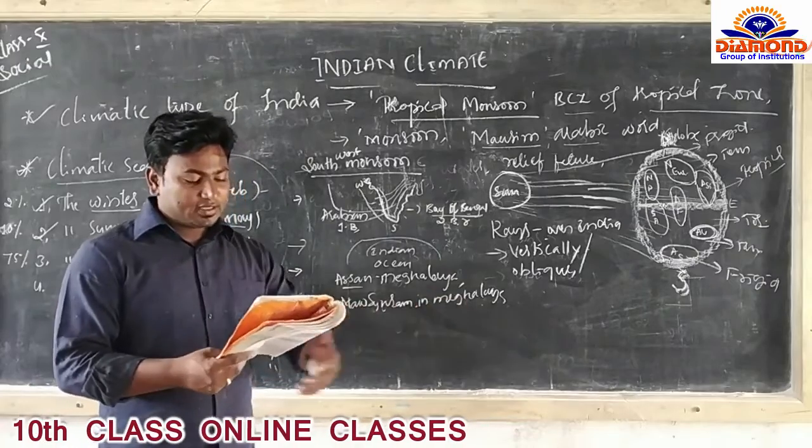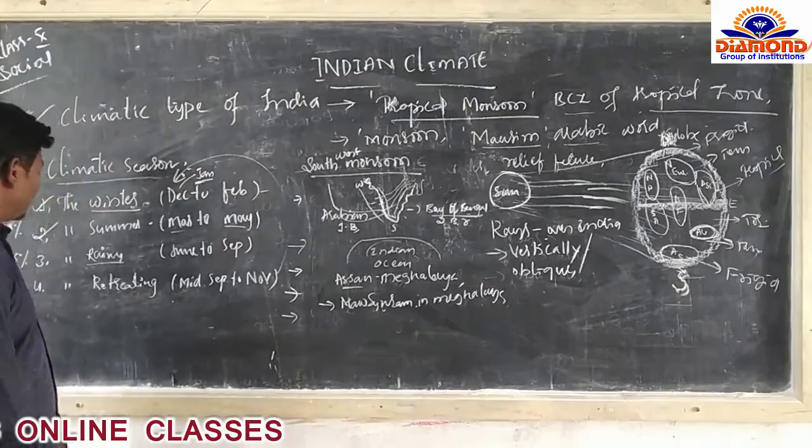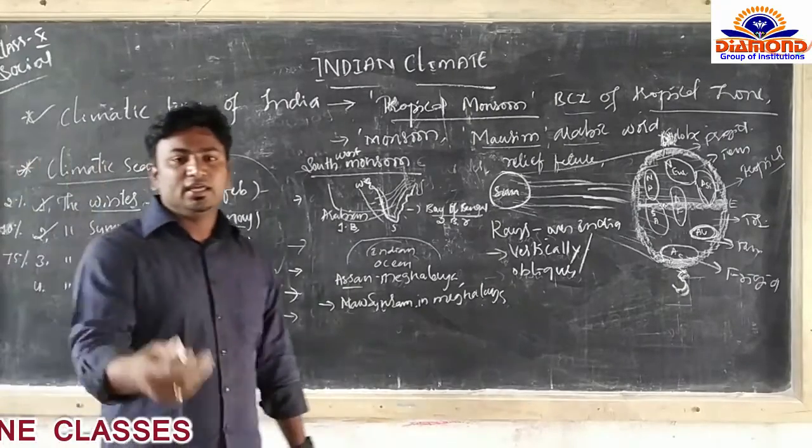So dear students, these are the seasons that have been seen, three seasons have been seen. We're going to see the retreating monsoon in the next session.